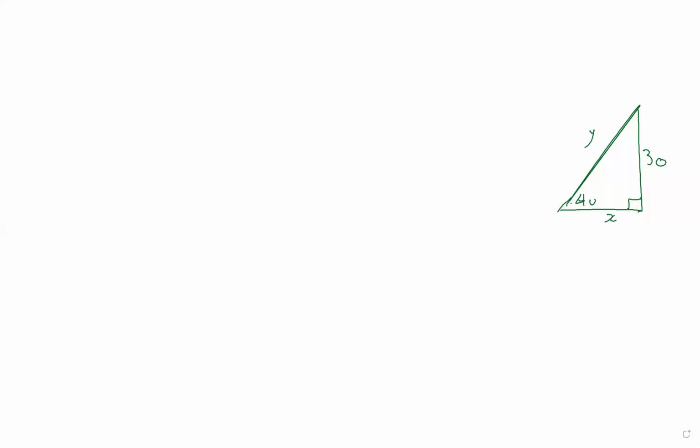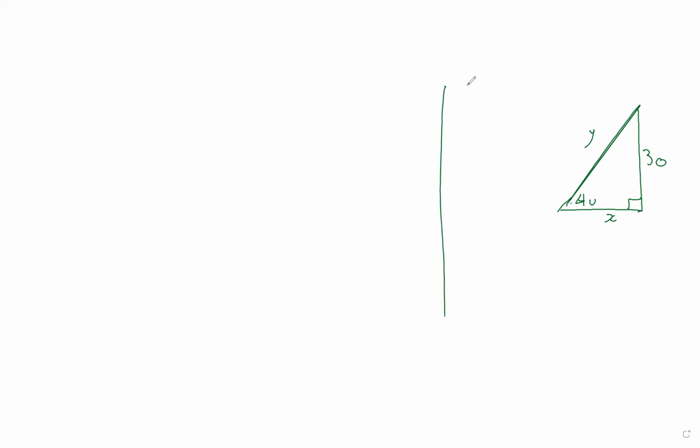In a right angle triangle, you can find the sides x and y by using the trigonometric functions or by using the sine rule, easily. Okay, so how can you find x?